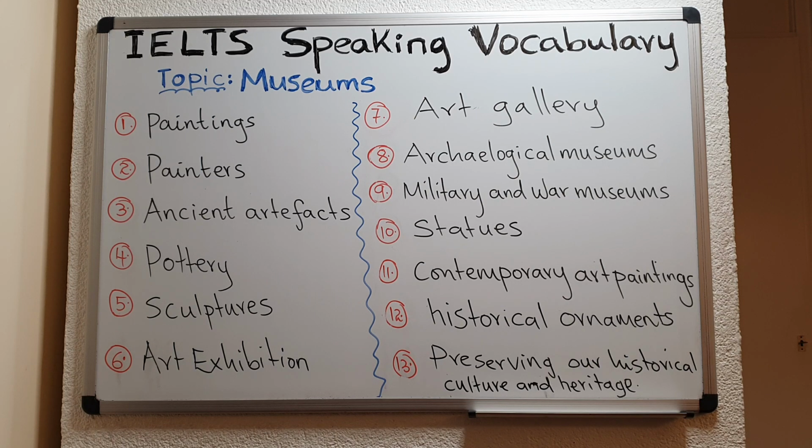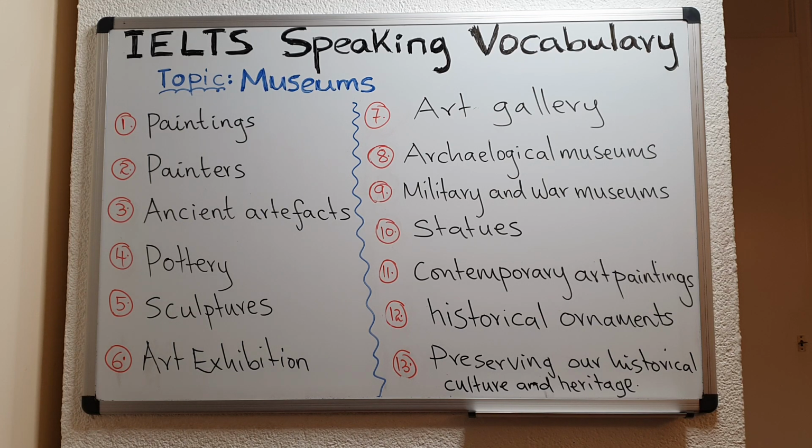For example, if you go to an archaeological museum, you will learn about some of the things that people used to use in the past. For example, pottery, sculptures, statues, different ornaments. If you go to a military and war museum, then you will learn about the things that were used during the First and the Second World War, for example. So all those would be forms of our culture and heritage.